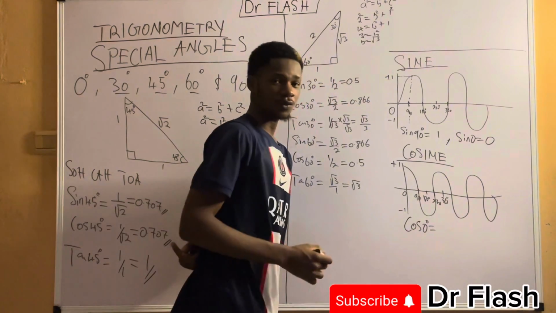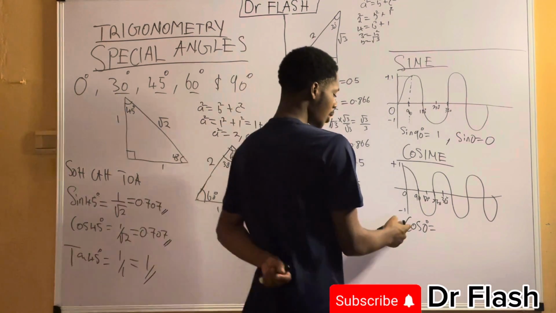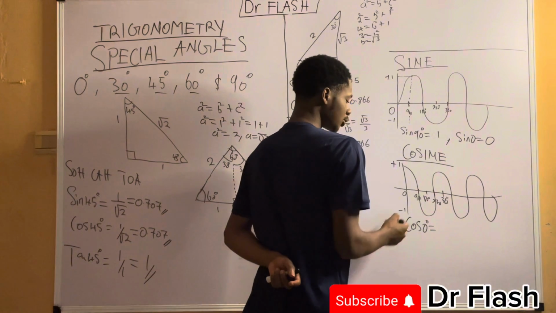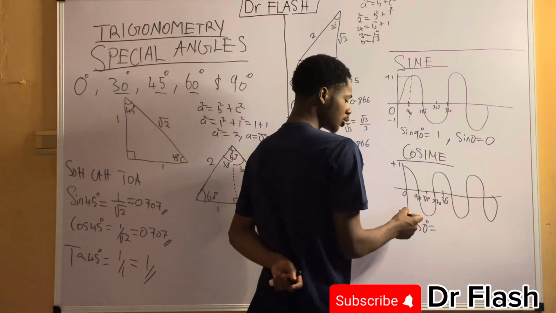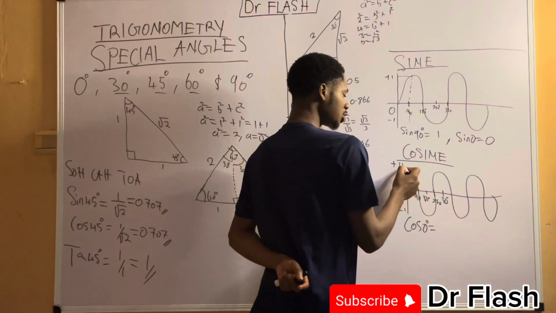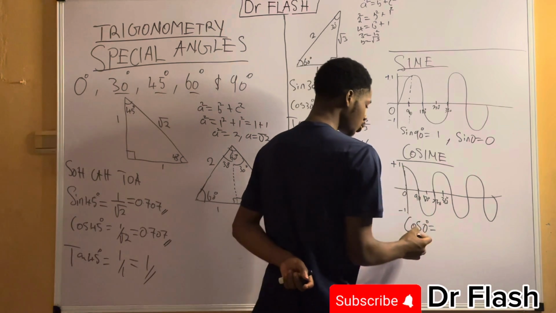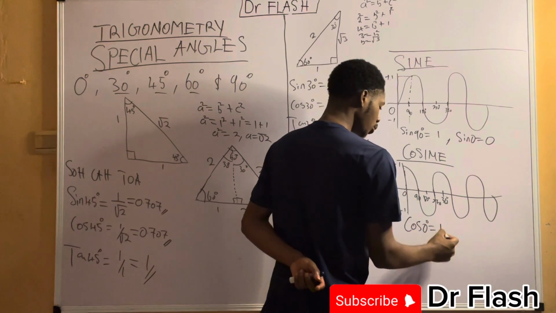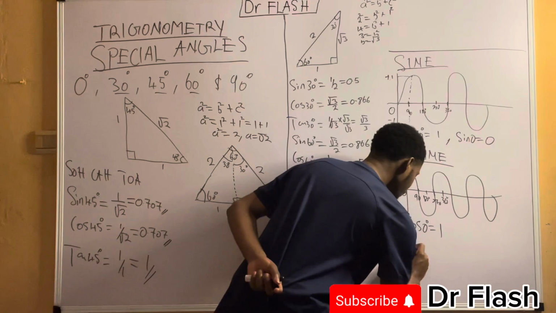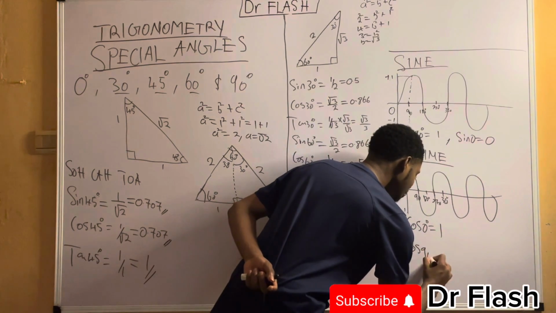You cannot use that of sine to find that of cosine. Please take note. Now, cos 0 degrees can be found when I go to cosine. When I trace it down, it doesn't touch the curve. But when I trace it upward, it touches the curve here at what point? +1. So cosine 0 is what now? +1. Okay.